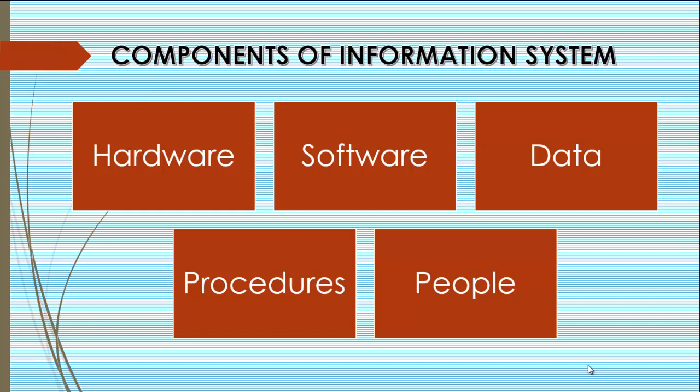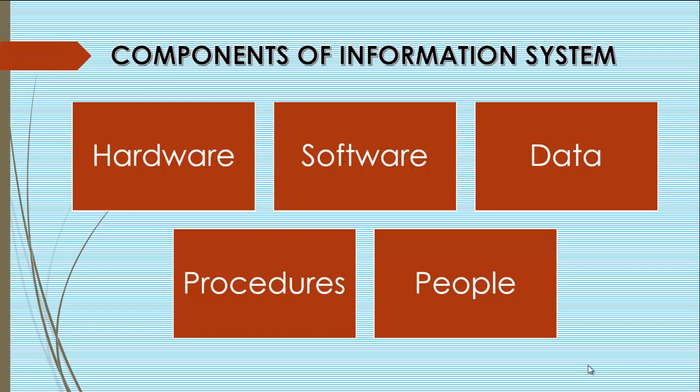The next component of information system is the procedure. The procedure refers to the set of instructions and rules that governs the operations of the information system. Such procedures can include data entry procedures, backup procedures, security procedures, and so on. Then we have the last component of the information system, which is the human, the people. This includes all the individuals who use, operate, manage, and maintain the information system, such as the end users, system administrators, and even IT support staff. All these are the people component of the information system.